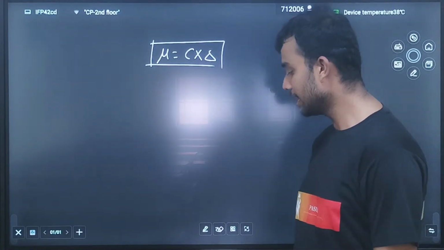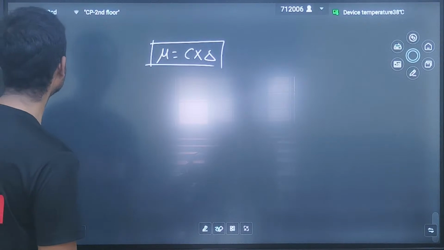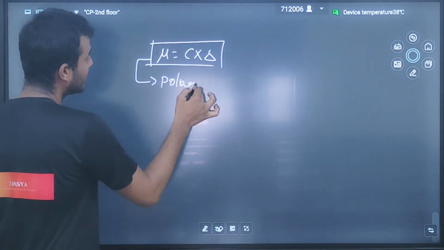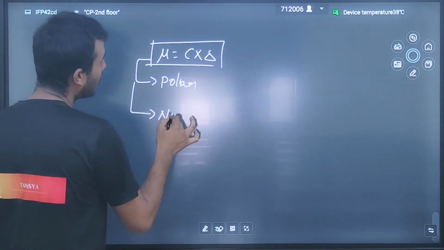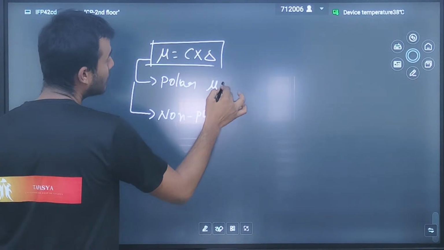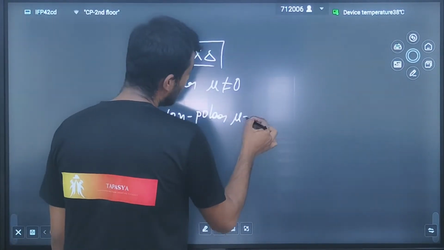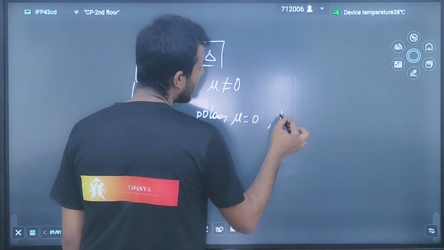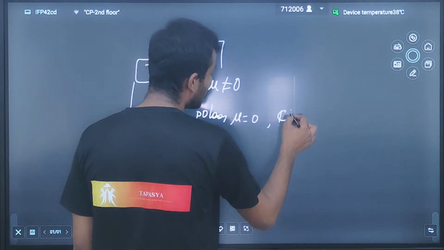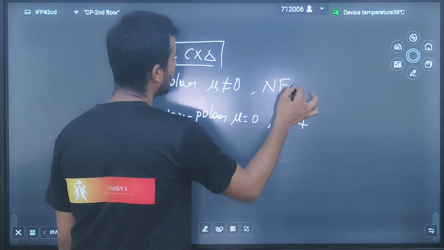By using the dipole moment, we classify molecules into two types: first one is polar, and the second one is non-polar. Polar means the mu value is not equal to 0, meaning dipole moment is there. If mu is equal to 0, it's non-polar. Which one can we give as a non-polar example? Methane. And NH3 is given as a polar one.